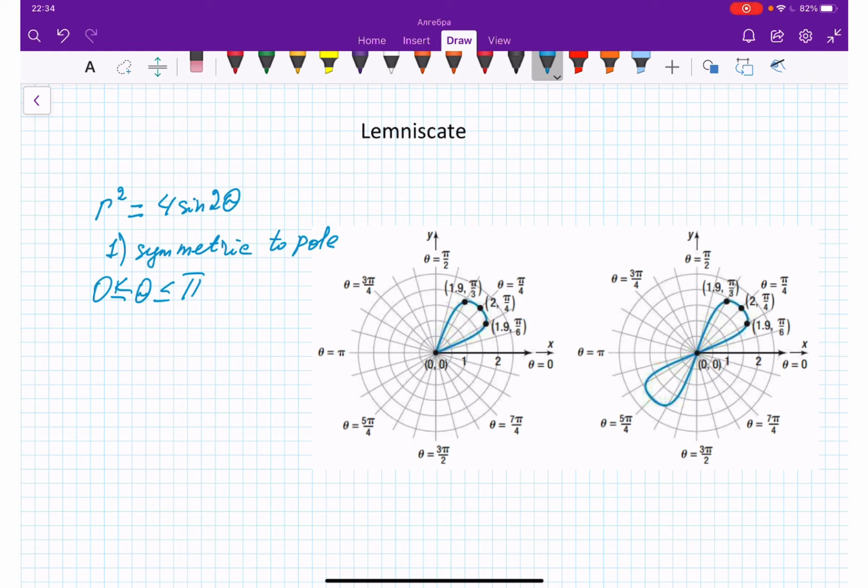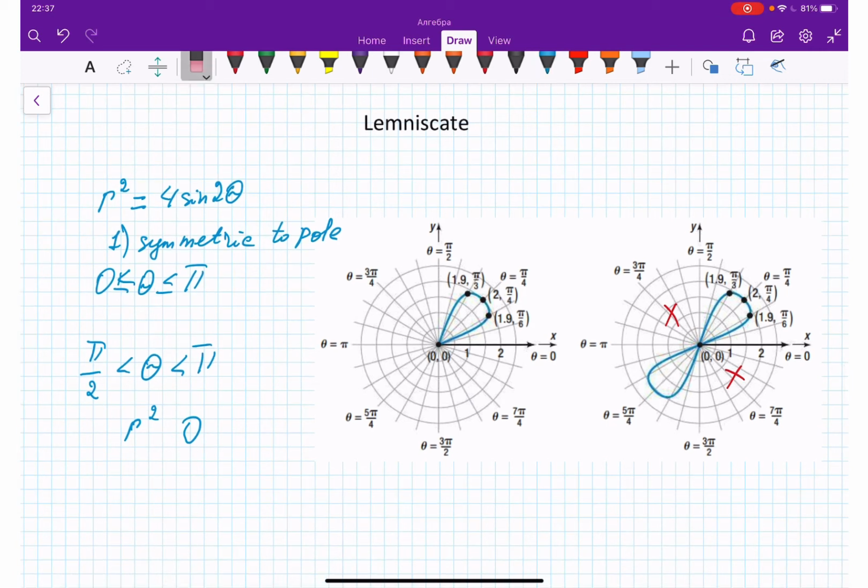All right. Note from this graph that for theta greater than half a pi and less than pi, which falls into quadrant 2, there are no points on the graph since r squared is less than 0 for such values. Okay? And we cannot have r squared less than 0.